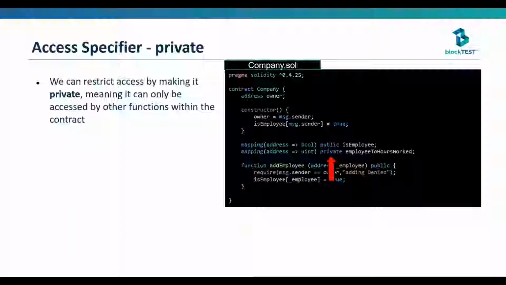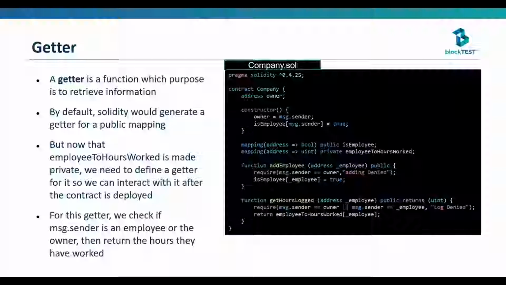This variable should be private and not public, because it makes sense that the hours an employee has worked should not be accessible to everyone on the blockchain. So we will be adding a new access specifier called private, and the employee to hours worked variable will be set as private. But if this is private, how do we access the number of hours anybody has logged? To do that, we need another function.